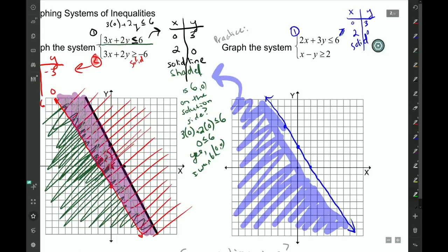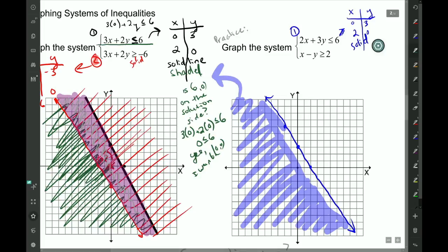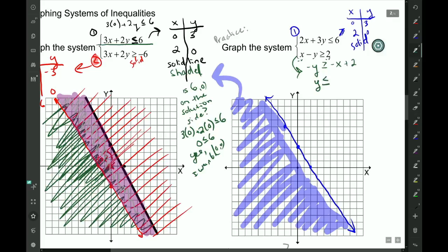Let's pick green. Green will be cool. x minus y is greater than or equal to 2. For the fun of it, we'll make it y equals. So negative y is greater than or equal to -x plus 2 if you subtract x over. And that means y is less than or equal to x minus 2. Why did I change the sign again? Because I divided by a negative.